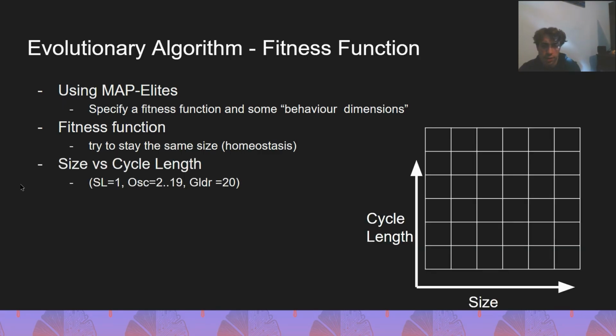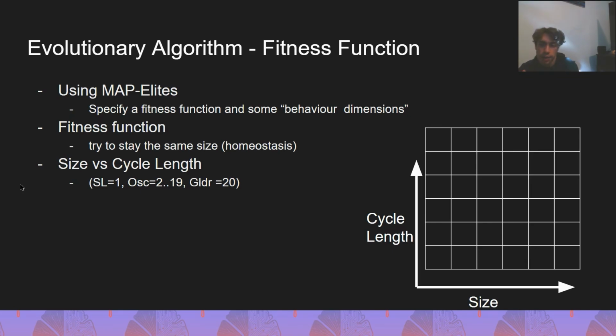For our behavioral dimensions, these are the things which we're going to try and find diversity in. So these are ways to set up kind of niches for the algorithm to find. So one axis will be size. So we want to find a diverse set of different sized creatures. And on our other axis, we're going to have cycle length. And so this is just looking at how often we see a repeat in the dynamics of the creatures.